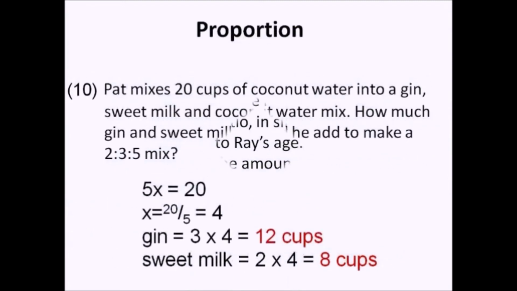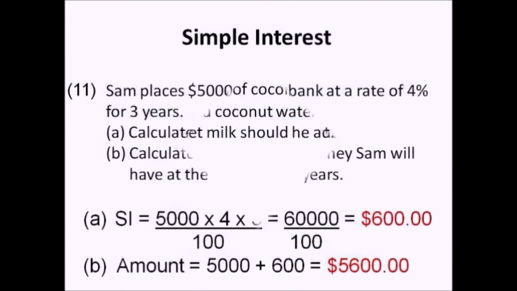Hope you got those correct, guys. And number 10, proportion. If it's a 5, 2, 3 mix, and you got 20 cups of coconut water, that means the 5 is 20 cups of coconut water. That's where I got the 5x equal to 20. 5 times something is 20. So x is 20/5, x is 4. Then use that to find the gin. 3 times 4, because the gin is 3. The sweet milk is 2. So 12 cups and 8 cups. And just divide the numbers you get there, and you would get your 2/3 back.